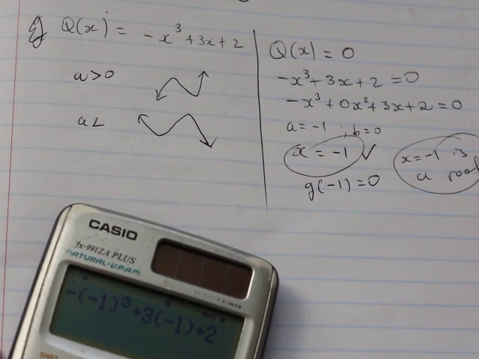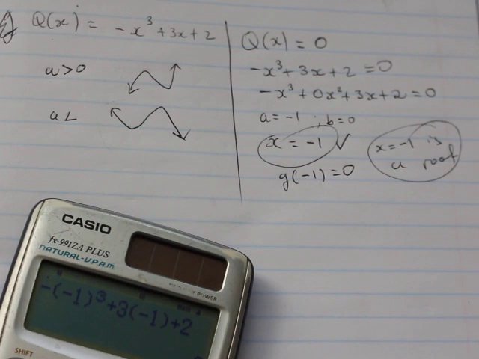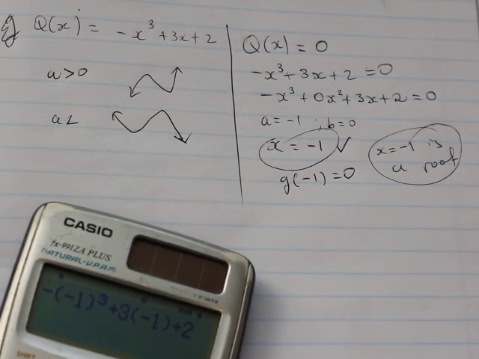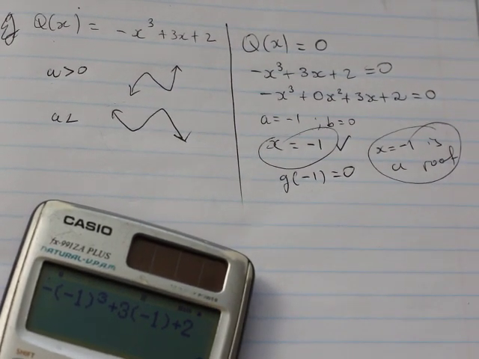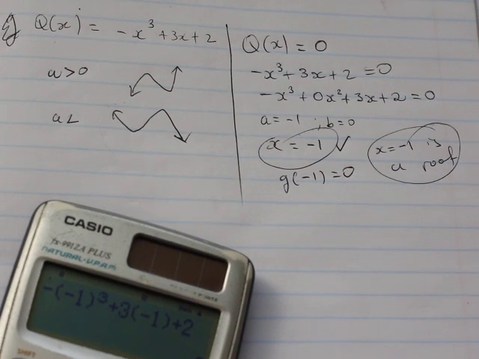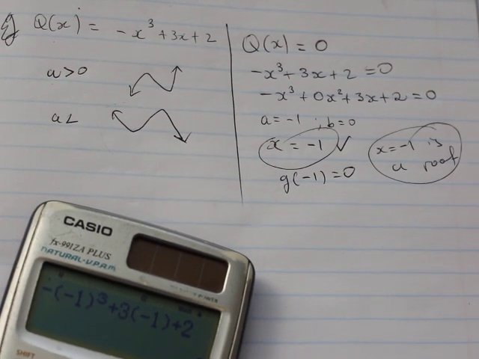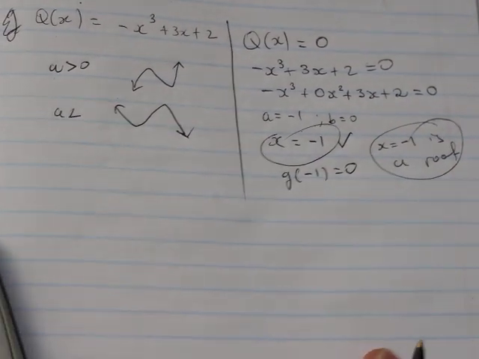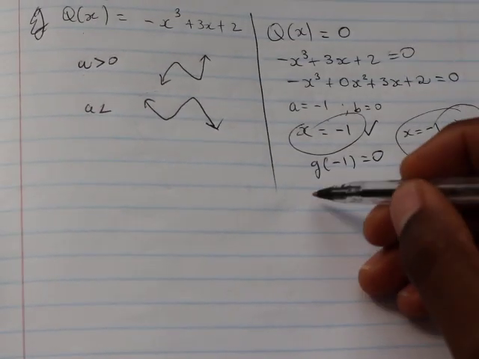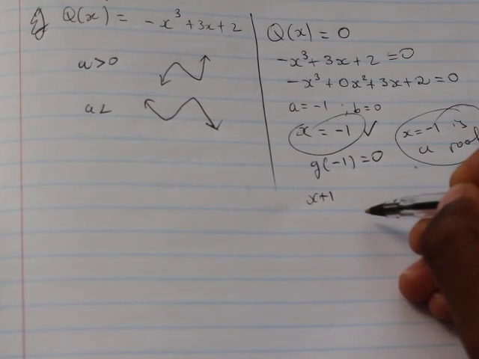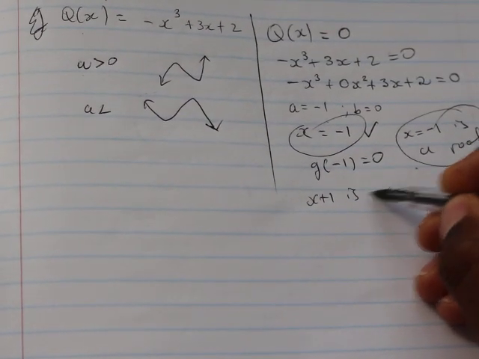When we say it's a root, we simply mean that we are able to get 0 when we substitute that x value. So now that we're done with that, we know that x plus 1 is a factor.